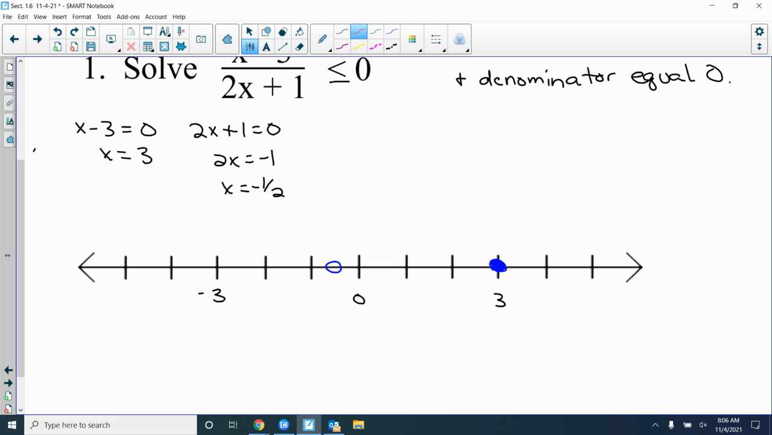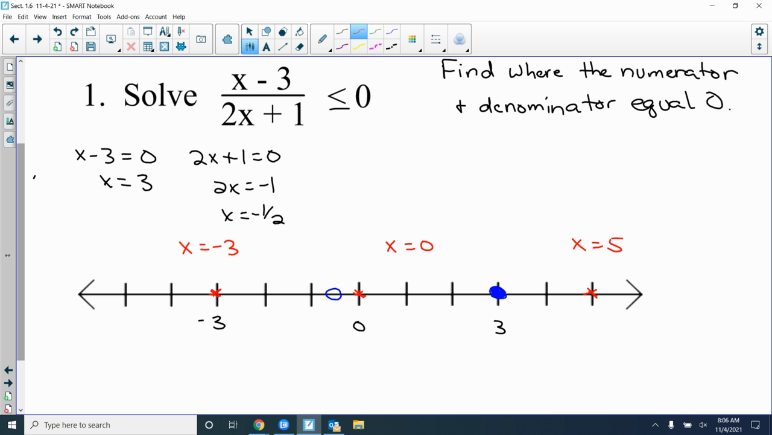Test points. So let's use x equals -3. I want to use x equals 0, even though it's close to that point. That really doesn't matter. And I'm going to use x equals 5. I'm going to do the same idea. All I care about is whether the final answer is negative or positive. You can plug it in and get an answer, that's absolutely fine. I'm just going to worry about negative or positive.